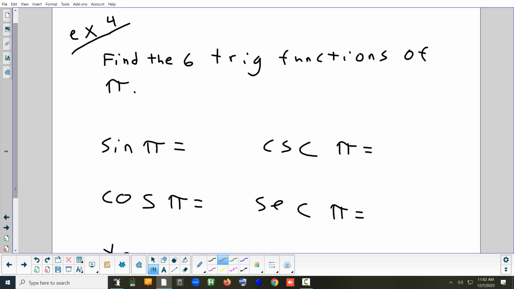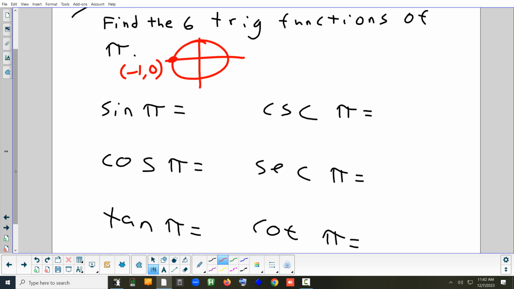Where is pi on the unit circle? -1, 0. So pi is over here, and that's halfway around because 2 pi is a full revolution, so 1 pi is halfway. Now we can do our 6 trig functions. What's the sine of pi? 0. How about the cosine of pi? -1.